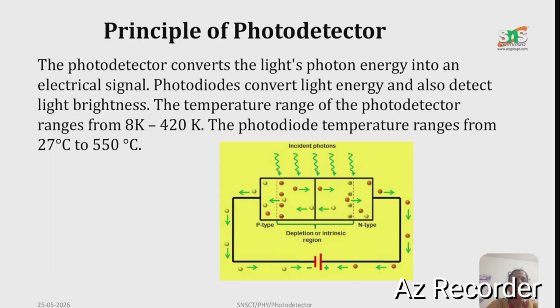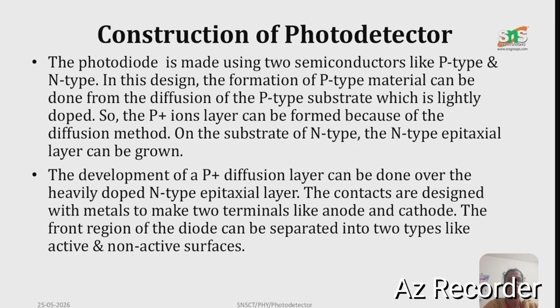So next we can see the principle of the photodetector. It converts the light photon energy into an electrical signal. Photodiodes convert light energy and also detect the light brightness. The temperature range of a photodetector is from 8 Kelvin to 420 Kelvin. The photodiode temperature ranges from 27 degrees Celsius to 550 degrees Celsius.